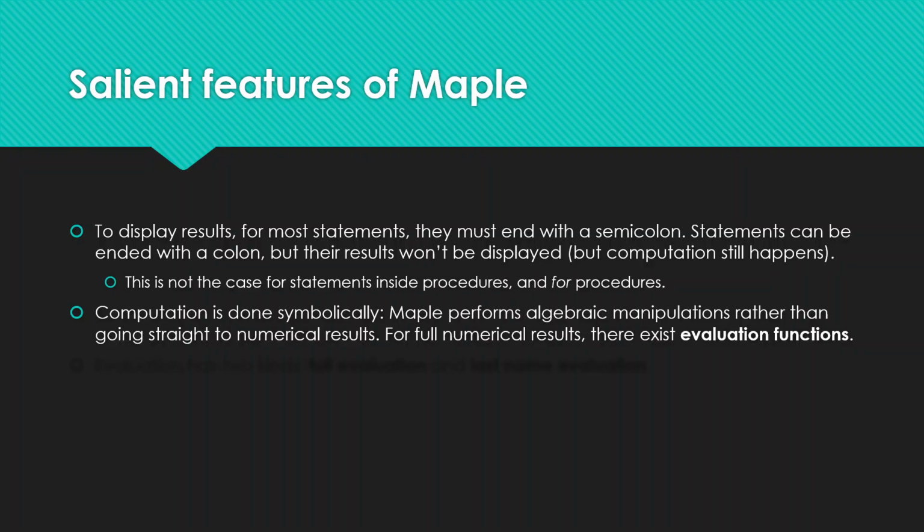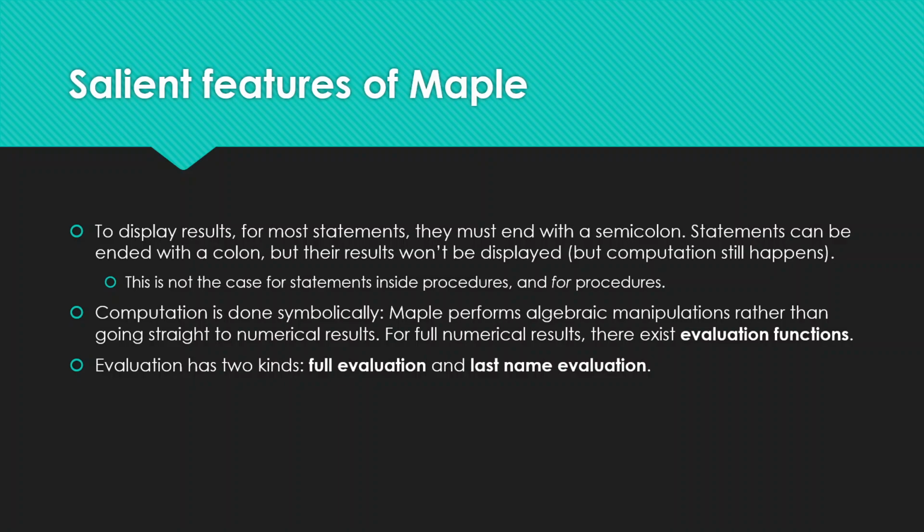Number two, computation is done symbolically. Maple performs algebraic manipulations rather than going straight to numerical results. For full numerical results, there exist evaluation functions. Evaluation has two kinds, full evaluation and last name evaluation.